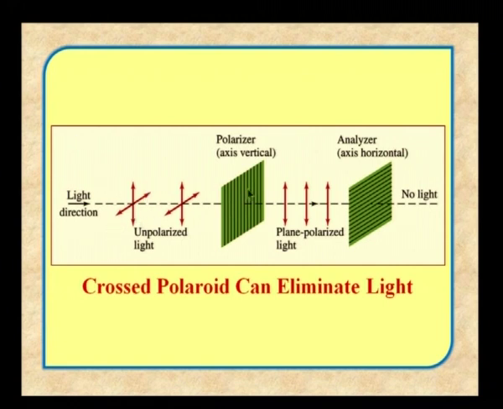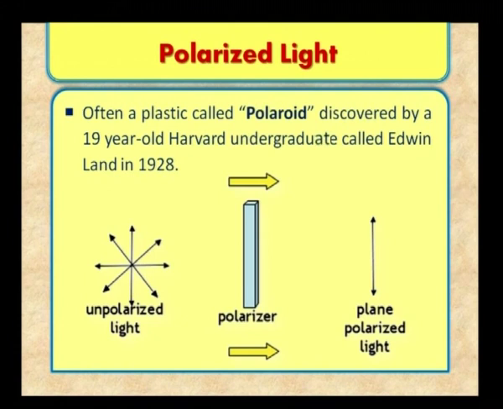This one cuts one kind of vibration, only this kind of vibration is present. This crystal placed in a particular direction can cut off these vibrations also, eliminating the complete light. That means light can be completely cut off and there will be only darkness. Often a plastic called Polaroid, a Polaroid camera, was discovered by a 19-year-old Harvard undergraduate student called Edwin Land in 1928. He showed that unpolarized light, which is represented by this kind of representation, becomes plane polarized light having vibrations only in one direction when it is passed through a polarizer, a material, a Polaroid. Making the unpolarized light into plane polarized light leads to what is called polarization.